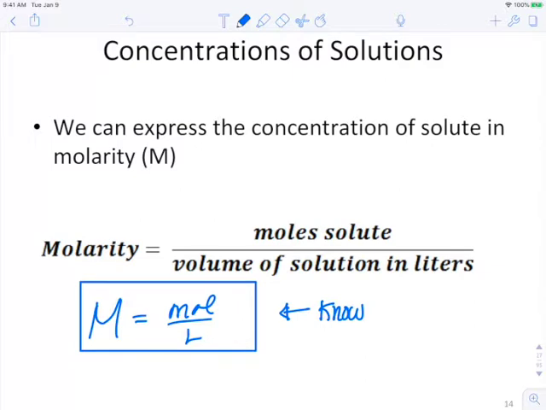So molarity is very important to us. Again, I will tell you with 100% certainty on exam 2, you will see molarity. All right, so questions on anything so far?